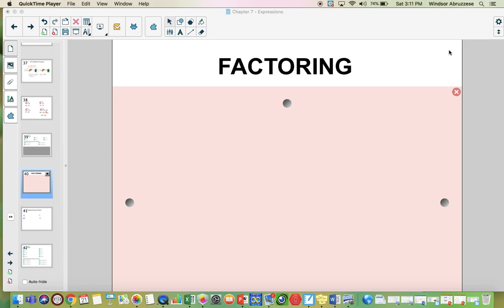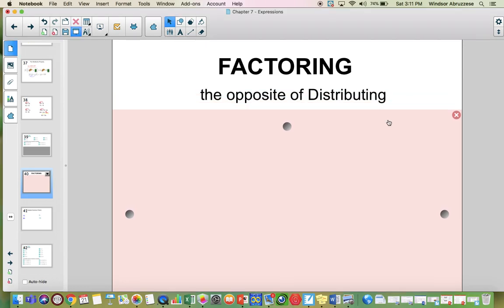The next section we're going to talk about is called factoring. So I have some notes here that I would like you to write down either in your notebook or on a sheet of paper because we're going to do a few examples together. So let me scroll this down. Factoring, I like to think of it as the opposite of distributing. So a way to check if I factored correctly is to do the opposite, which is the distributive property.